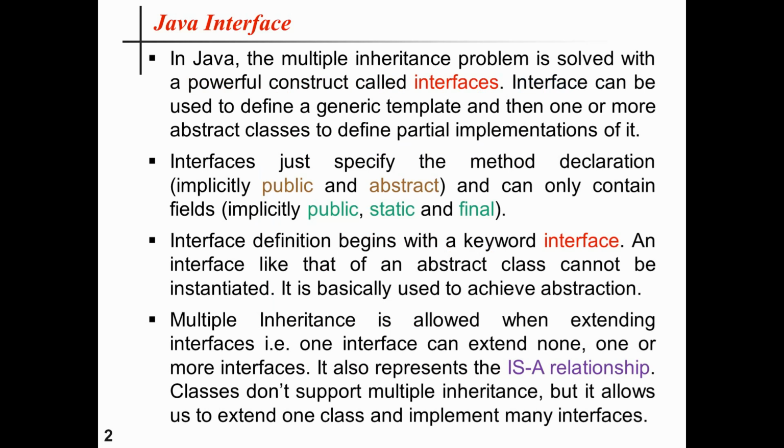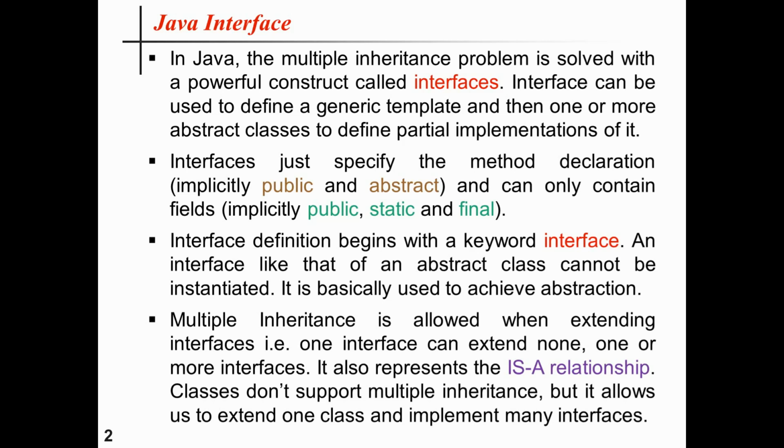Since Java classes do not support the concept of multiple inheritance, that means there is no way that we can create a class from more than one superclass. So in order to solve this problem, Java gives us the option that can be done by using interface. Interface can be used to define a generic template and then one or more abstract classes to define partial implementation of it. Obviously you can have a concrete class to provide full implementation.